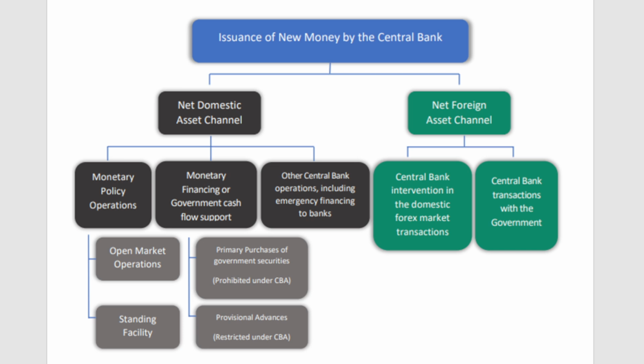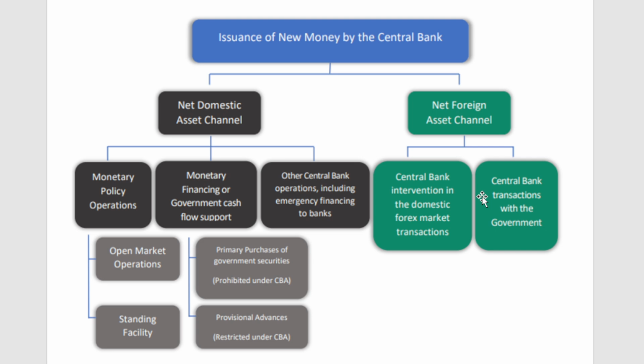There are two main ways by which central bank can issue new money to the economy. Those are by way of increasing net foreign assets and by increasing net domestic assets. Central bank can increase net foreign assets, which has been depicted in green color. One is by purchasing foreign exchange in local forex market. The other one is when the government gets grants and donations, and when those are being sold to central bank, it also issues currency.